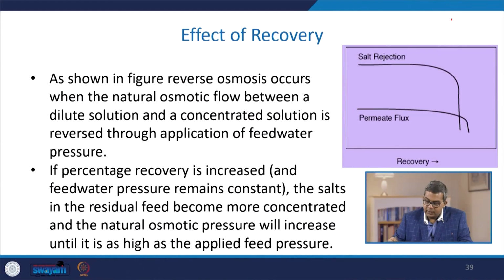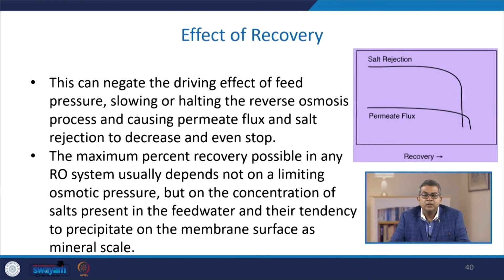You can see in this figure, reverse osmosis occurs when the natural osmotic pressure between the dilute solution and a concentrated solution is reversed through the application of feed water pressure. So, if percentage recovery is increased while the feed water pressure remains constant, the salt in the residual feed becomes more concentrated and the natural osmotic pressure will increase until it is as high as the applied feed pressure. This can negate the driving effect of feed pressure, slowing or halting the reverse osmosis process and causing the permeate flux and salt rejection to decrease and even stop.